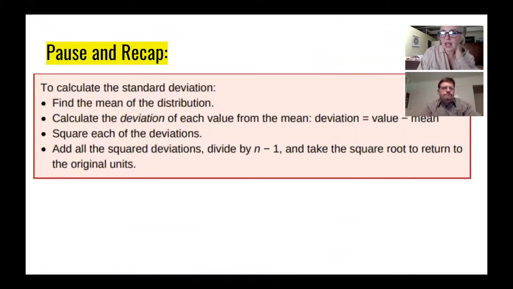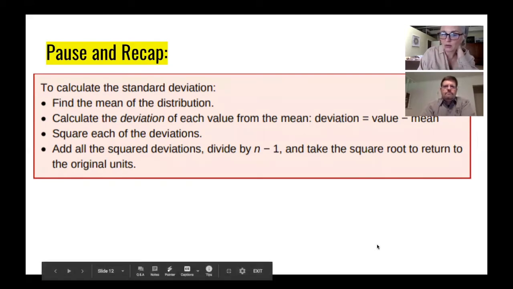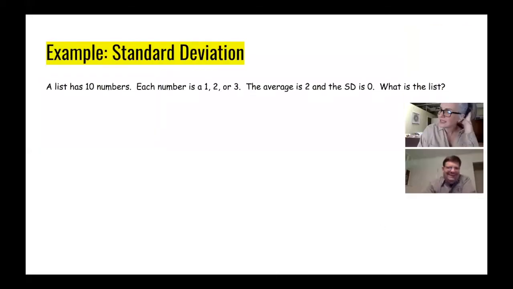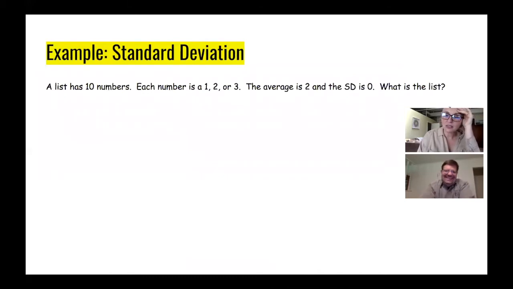So pause and recap. If we want to find standard deviation, we find the mean, we calculate the deviation by subtracting, then we square those deviations, then we add all those numbers up, divide by n-1, take the square root, and that returns us to our original units. Okay? So, sidetracking for just a minute, let's make sure we understand standard deviation.